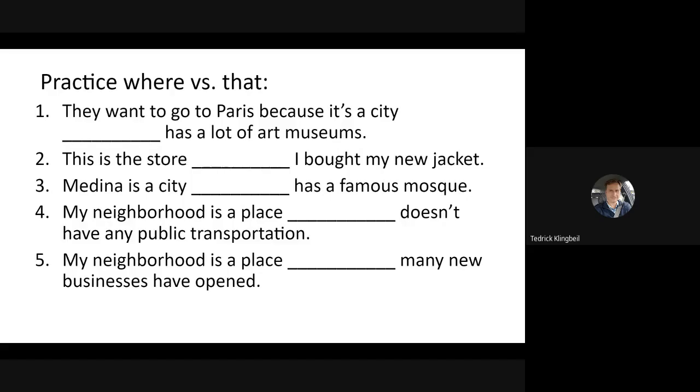Okay, so practice where versus that. They want to go to Paris because it's a city, blank has a lot of museums. This is the store, blank, I bought my new jacket. Medina is a city, blank, has a famous mosque. My neighborhood is a place, blank, doesn't have any public transportation. And my neighborhood is a place, blank, many new businesses have opened. Okay, so take a minute and decide whether you should write where or that in each sentence. Put it on pause if you can and take a minute.